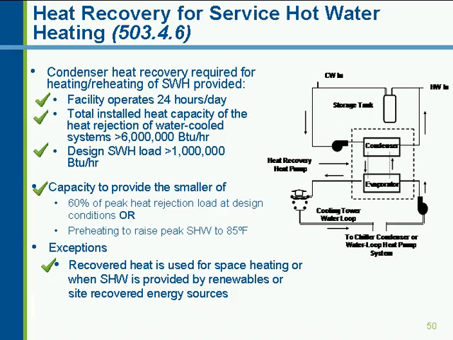This requirement comes into play, and you can reject heat from the chiller's condenser to preheat the service hot water instead of rejecting that heat to a cooling tower, which would basically be wasted heat going out to the cooling tower. Instead, you could use it to preheat the service hot water. So it's basically free. And it applies to facilities that operate 24 hours a day, that have a heat rejection load of at least 6 million BTUs per hour from the water-cooled chiller, and a service hot water load of a minimum of 1 million BTUs per hour, design service hot water load.